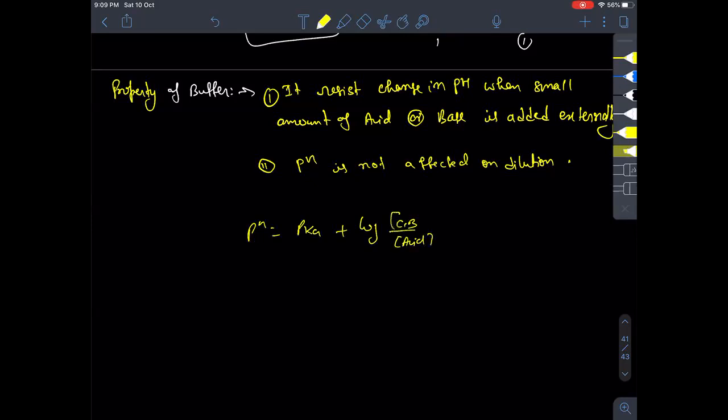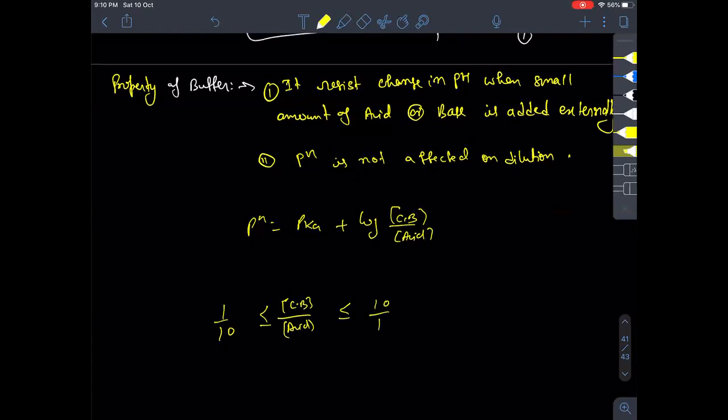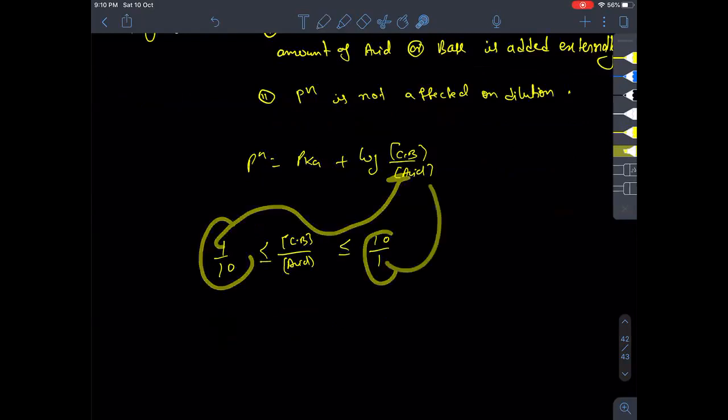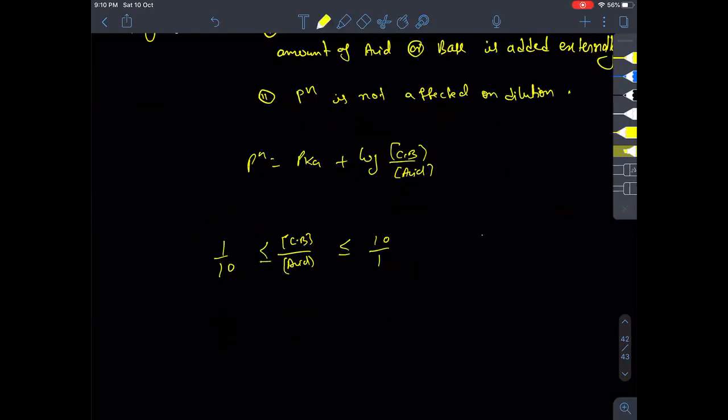And at the same time, you are aware that this conjugate base upon acid ratio for a buffer should be at least 1 by 10, should not exceed 10 by 1. So if you substitute these two values, lower end here and higher end here, log of 1 by 10 will be simply minus 1, and log of 10 by 1 will be simply 1.